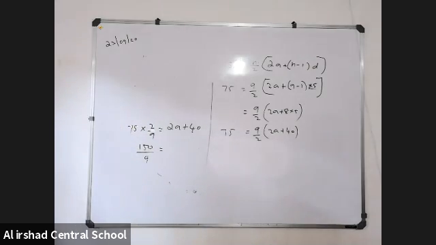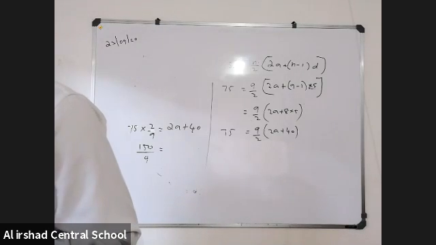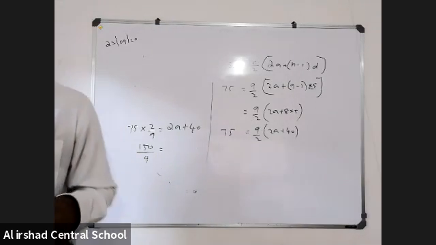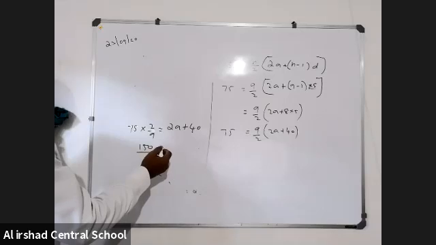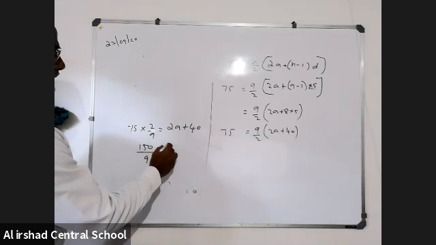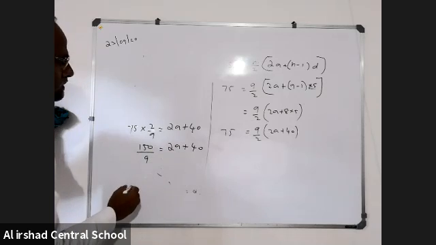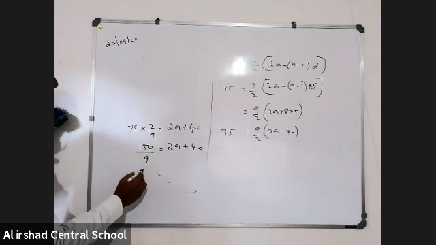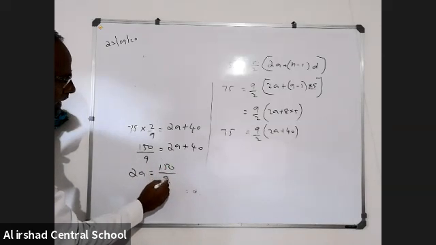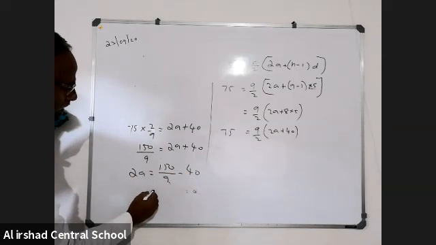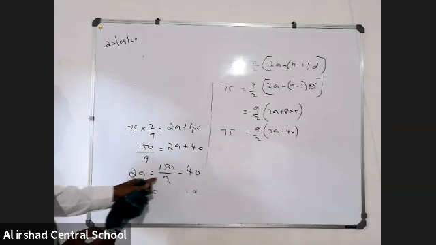What answer did you get? Here you got how much? Minus 35 divided by 3. Exactly correct, minus 35 by 3. Here 150 by 9 is equal to 2a plus 40. That means 2a is equal to 150 by 9 minus 40. Now, after that, a you have to find out.